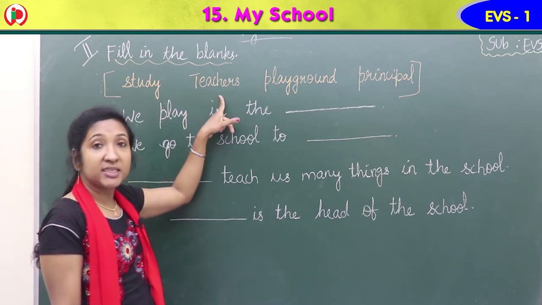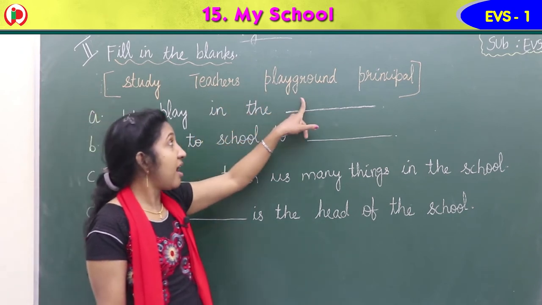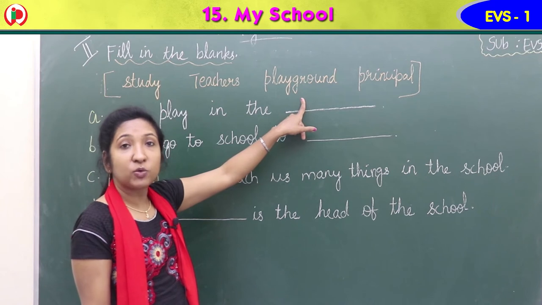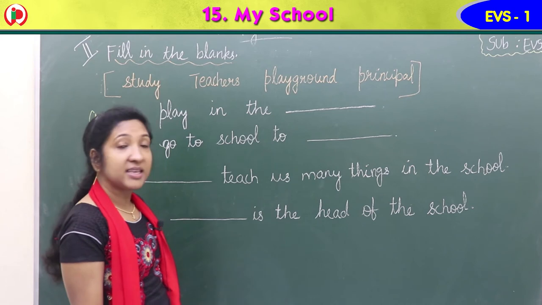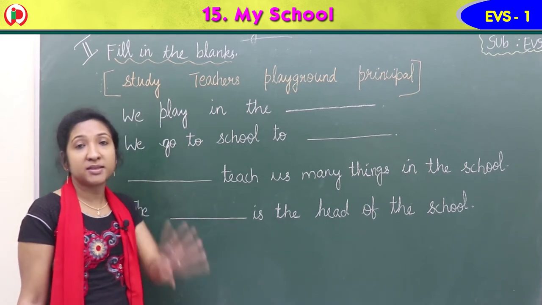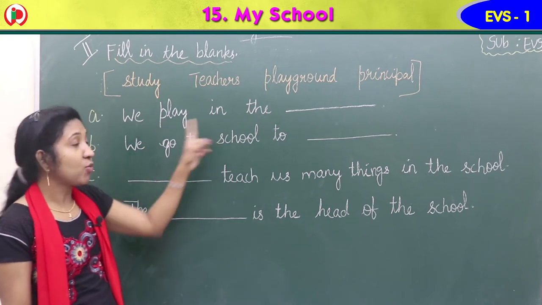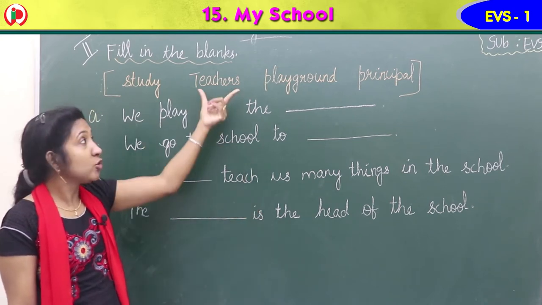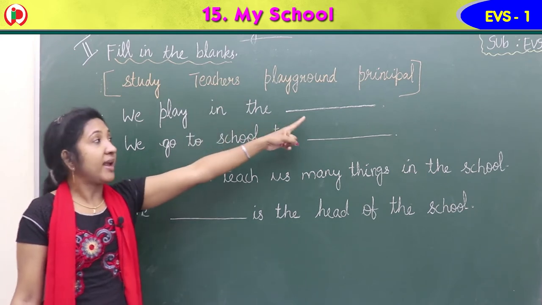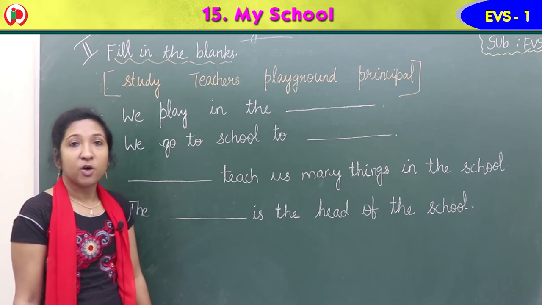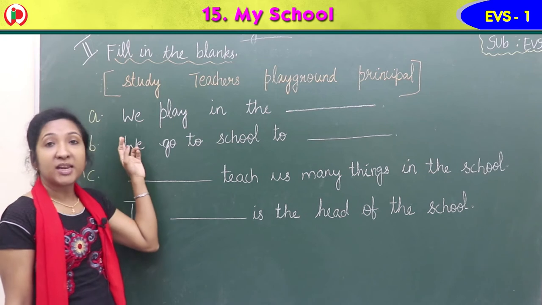Then teachers, T-E-A-C-H-E-R-S, teachers. Playground, P-L-A-Y-G-R-O-U-N-D, playground. Principal, P-R-I-N-C-I-P-A-L, principal. These 4 words are there in the box. Now you have to read each question and choose the correct word from the box. Then you have to write in the blanks. Okay?